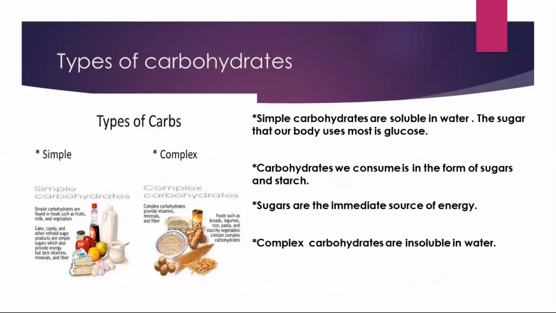Complex carbohydrates such as starch are insoluble in water. They are found in rice, potatoes, corn, millet, wheat, etc. Complex carbohydrates do not release energy instantly like sugars. This is because the starch first is broken down into sugars, and then the energy is released. So sugars are the immediate source of energy, and the sugar that our body uses most is glucose.